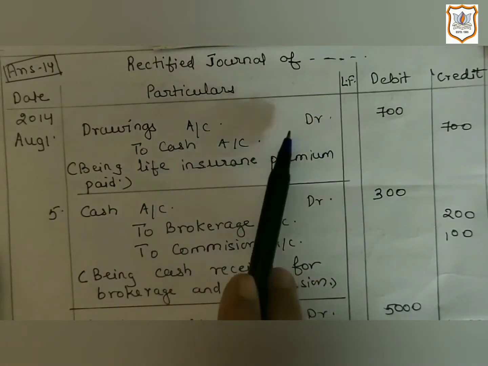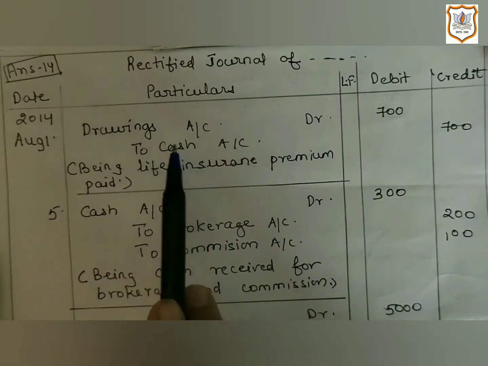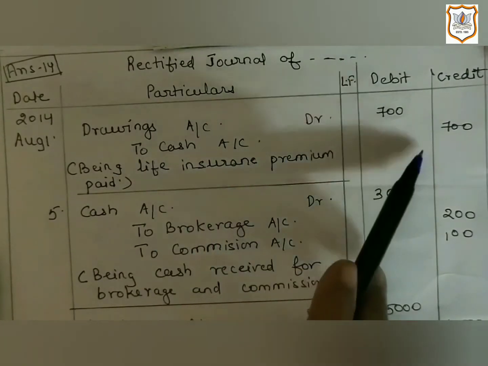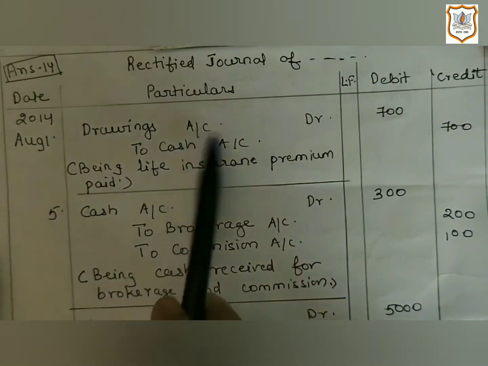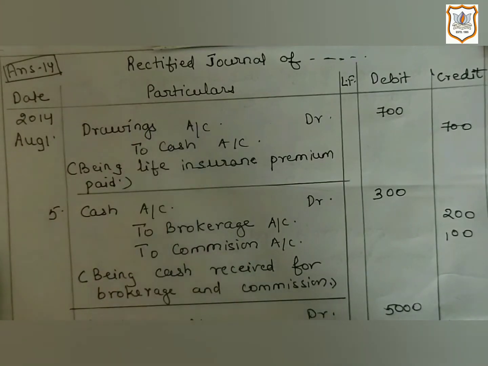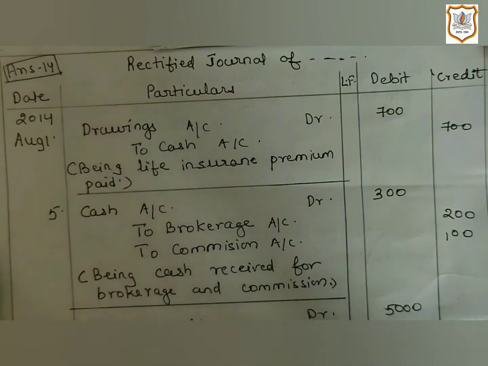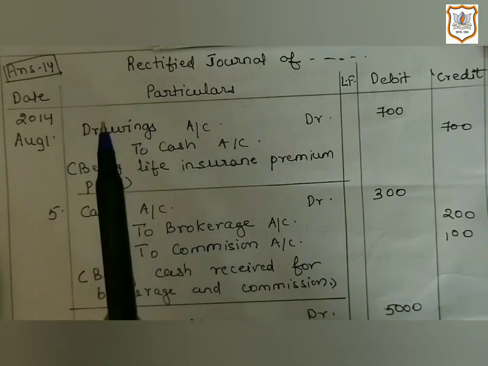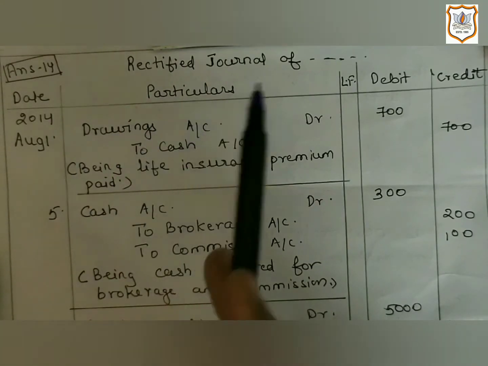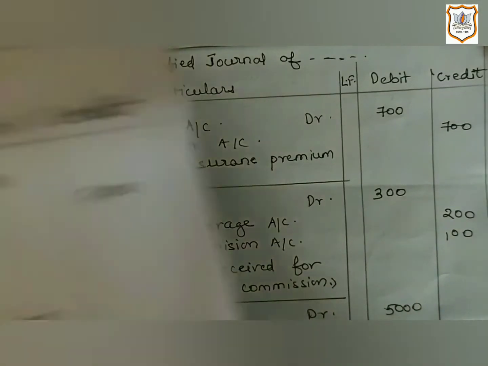Drawings account will be debited, as I just explained. And as cash is going out of the business, as per the rule of real account, cash account will be credited. For drawings account, we have applied the rule of personal account as this is the owner's account. Here the owner is the benefit receiver, so as per the rule, debit the receiver, drawings account will be debited. Now let's move to the next transaction.